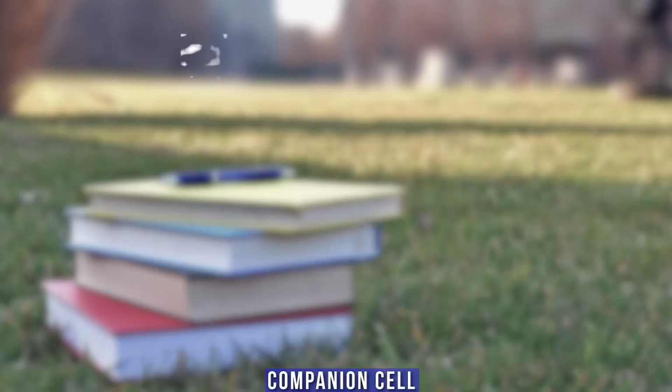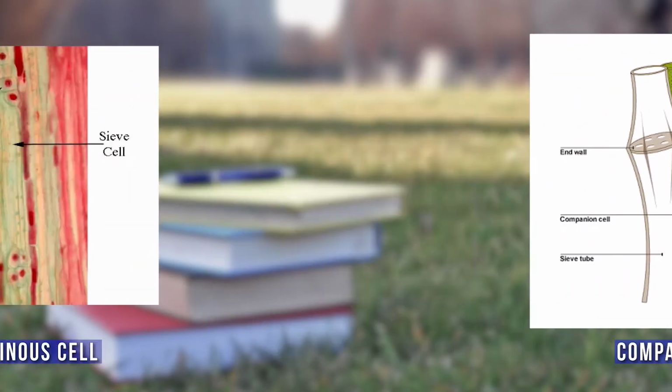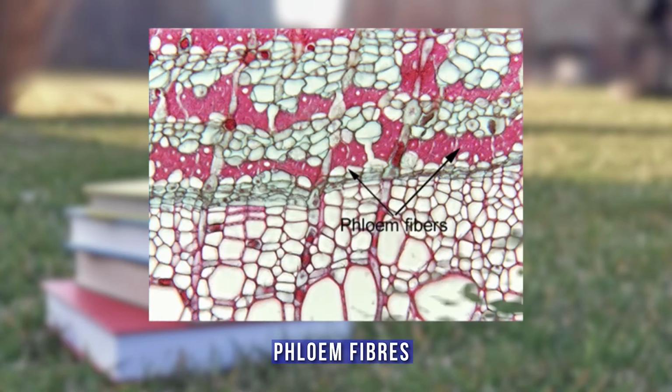Along with them, there are two types of cells, the companion cell and the albuminous cell, and of course there is the phloem parenchyma. They are basically metabolically active because they are living and have a nucleus. They provide the metabolic activity of the phloem tissue, and at the same time they allow the transport from the source to sink. There is also another component which is non-living and woody, and they are the phloem fibers.